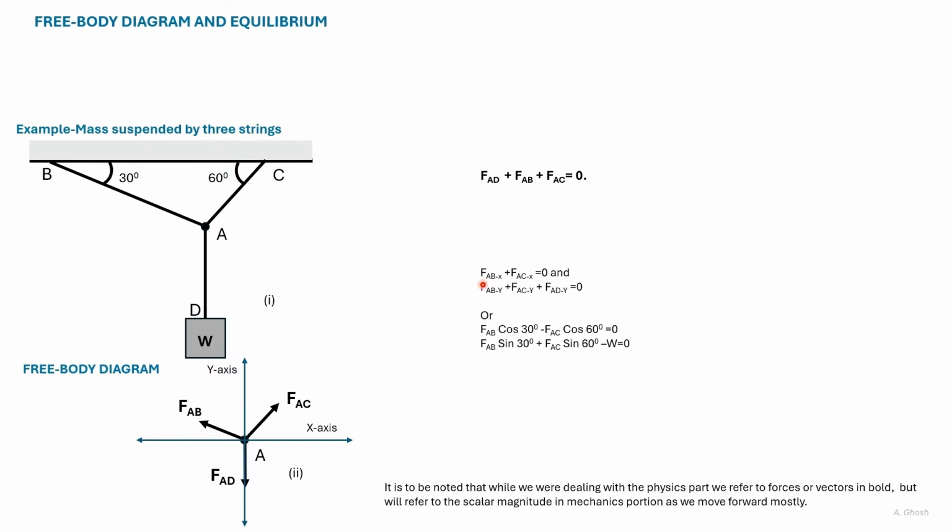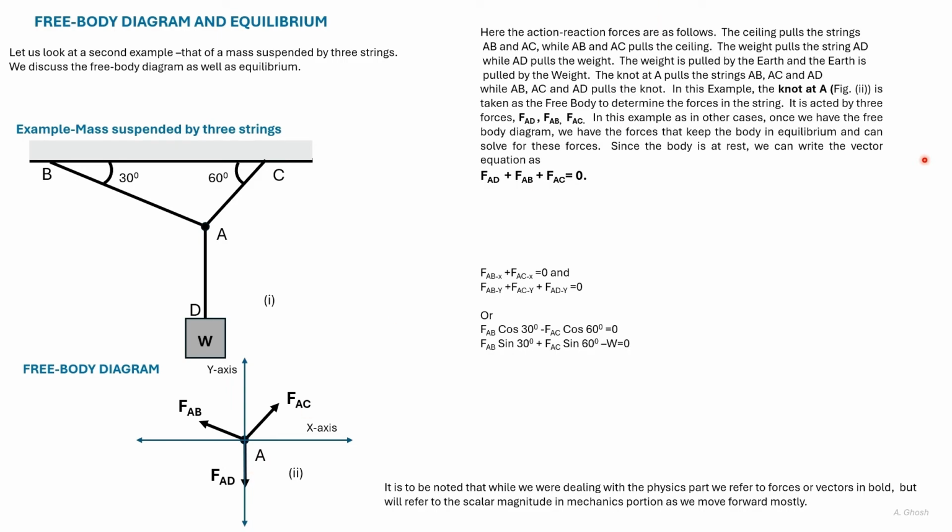So the scalar equation would be FABx, FACx, and FADx add up to 0, and FABy, FACy, and FADy would add up to 0. Or we can say FAB cos 30 minus FAC cos 60 is equal to 0, and FAB sin 30 and FAC vertically would be equal to W.